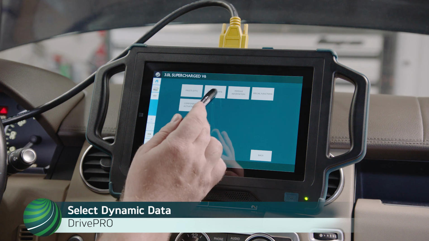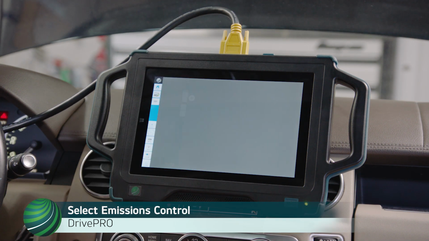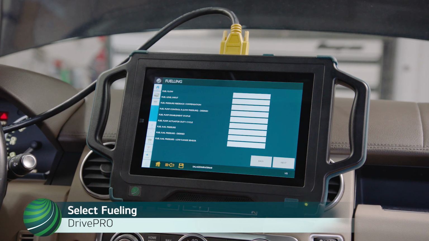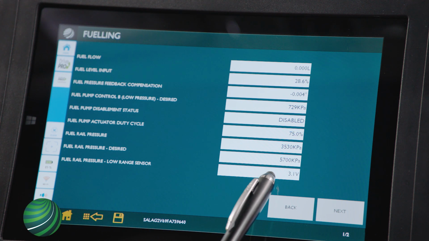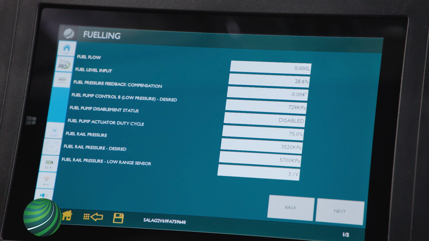Select Dynamic Data. Select Emissions Control. Select Fueling. Begin by confirming sensor voltage. Beginning with the low-range sensor, sensor voltage is at 3.1 volts. Normally, voltage should be between 1.3 and 3.1 volts. If the voltage were to read 4 to 5 volts or above, it would indicate a shorted sensor.